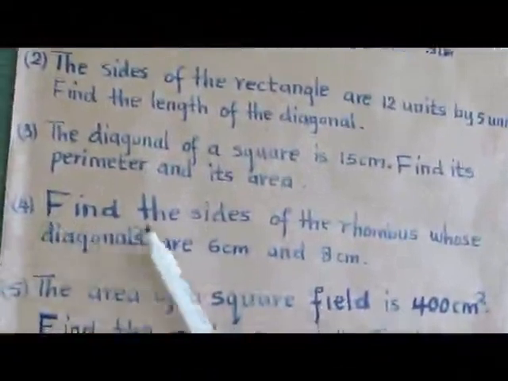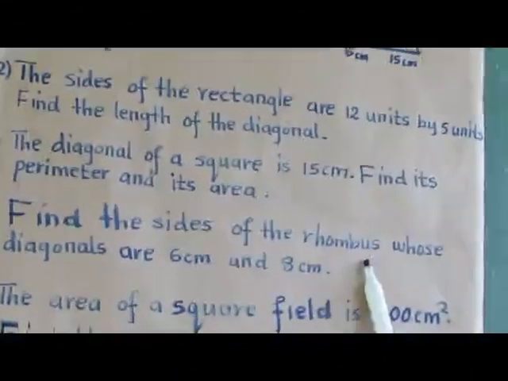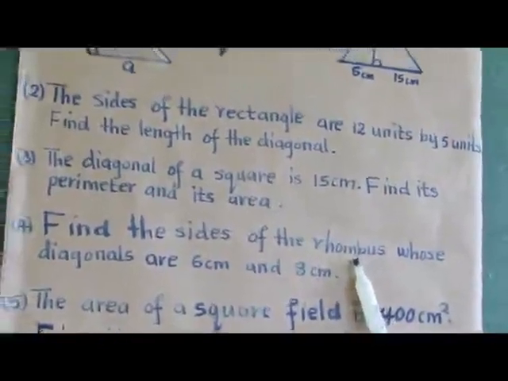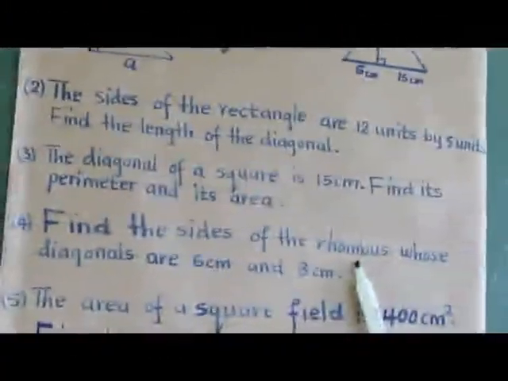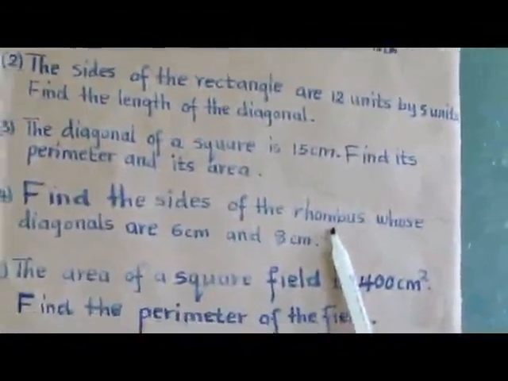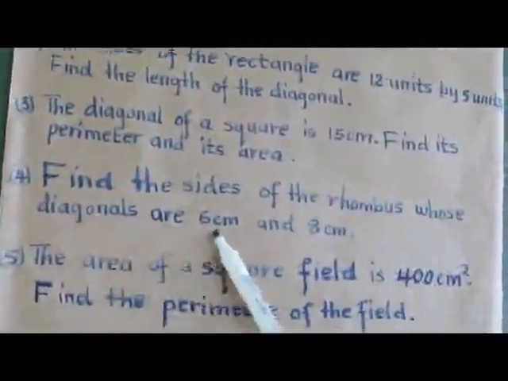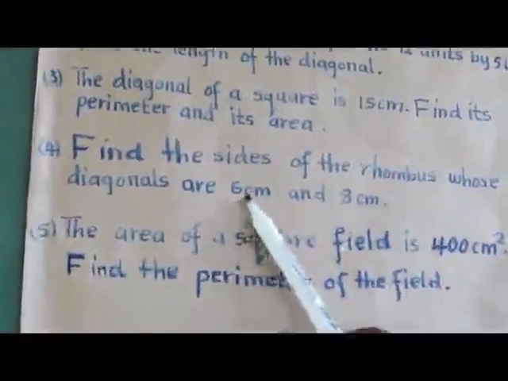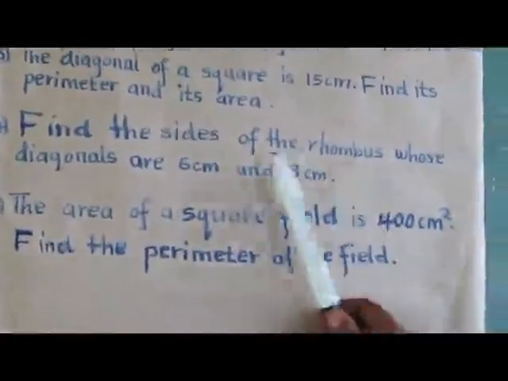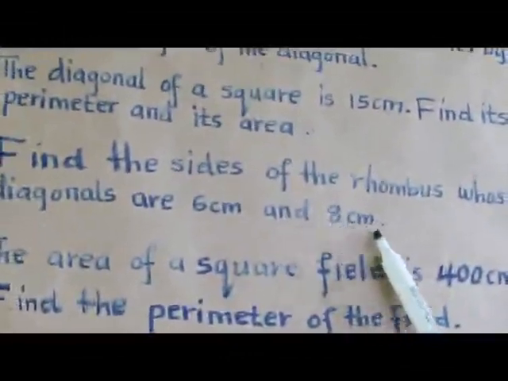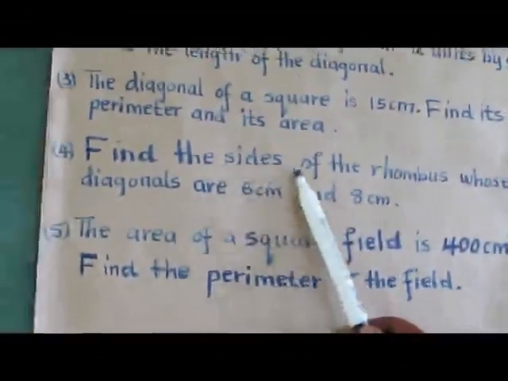Question number 4. Find the sides of the rhombus. Do you remember what a rhombus is? A rhombus is a parallelogram with 4 sides which are equal. Whose diagonals are 6 centimeters and 8 centimeters. So you are going to draw 2 rhombuses here. One diagonal is 6 centimeters. Another rhombus, its diagonal is 8 centimeters. So you find its sides.